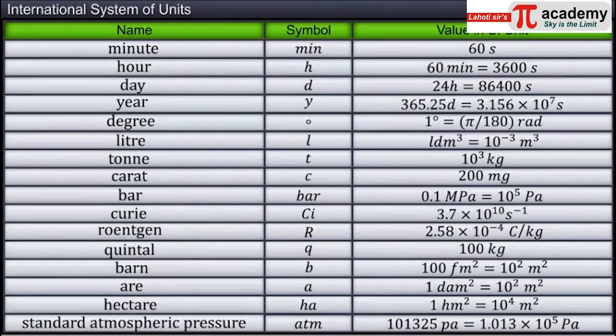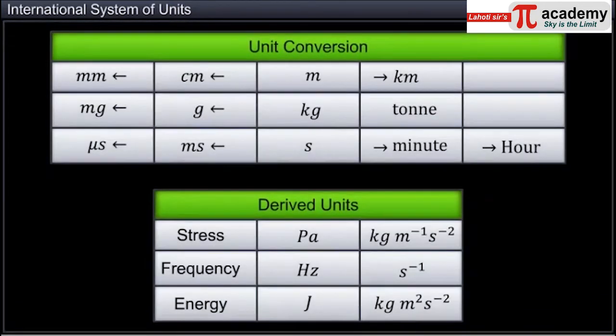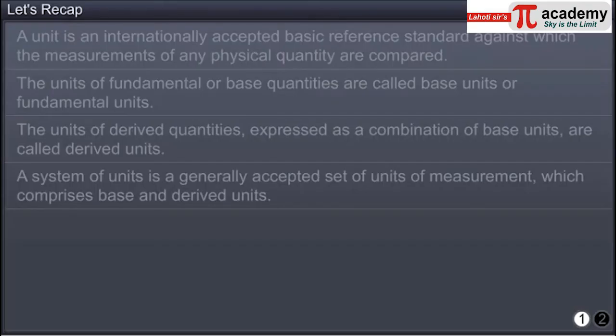SI also retained some units from earlier systems for general use. They are minute, hour, day, year, degree, liter, ton, carat, bar, curie, roentgen, quintal, barn, hectare, and standard atmospheric pressure. For all derived quantities, their units are derived from these base SI units. As SI units use the decimal system, it is easy to convert or derive units from base units in this system. This brings you to the end of this module.